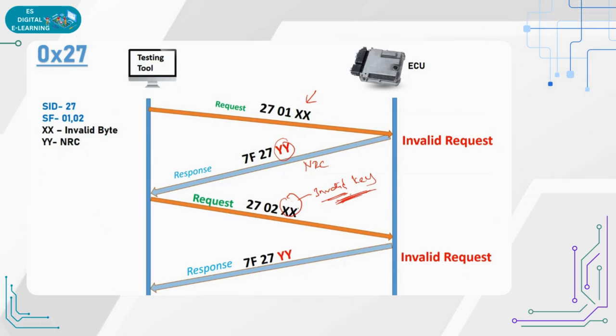Because here we'll send the key value, no? So here XX talks about 2702, and here YY is about the key. Whatever key we are sending, if it is invalid, then we'll get the negative response. Is it clear? This is the invalid request of the 27 security access. Hope you understood this security access. This is a very important concept.